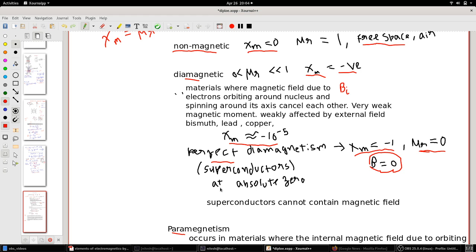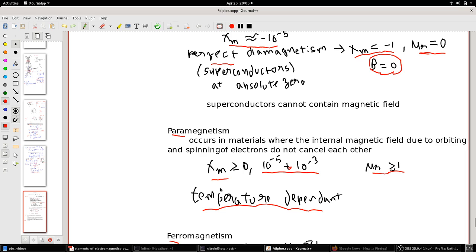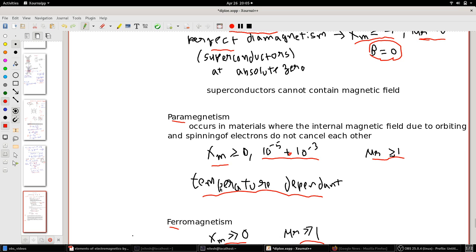Okay. Now the other one is paramagnetism, which is based on materials which have some internal magnetic field. Okay, their magnetic dipole moments don't cancel each other out. They have some magnetic dipole moments. Psi m is of the order of 10 raised to minus 5 to 3.